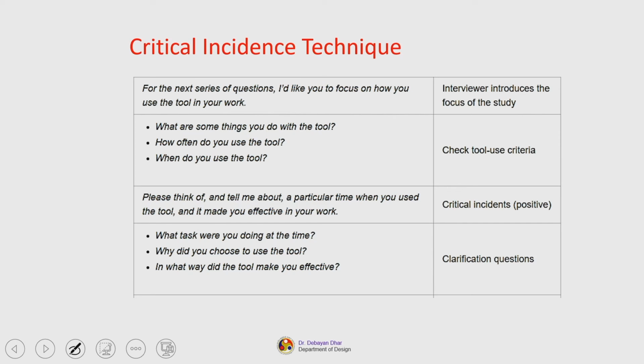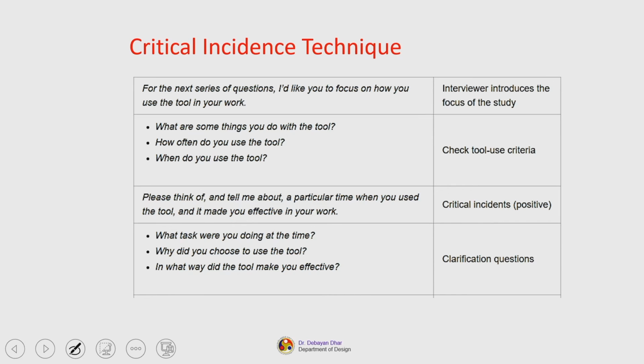Please think of and tell me about a particular time when you used the tool and it made you effective in your work. See, gradually once the check tool use is done, and the tool use criteria are identified, the focus is now on trying to understand the critical incidents that are positive, effective. We are essentially trying to understand the positive critical incidents.